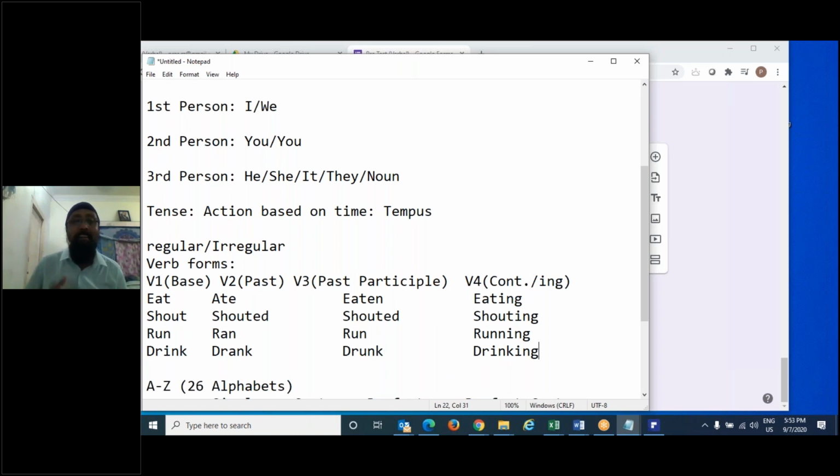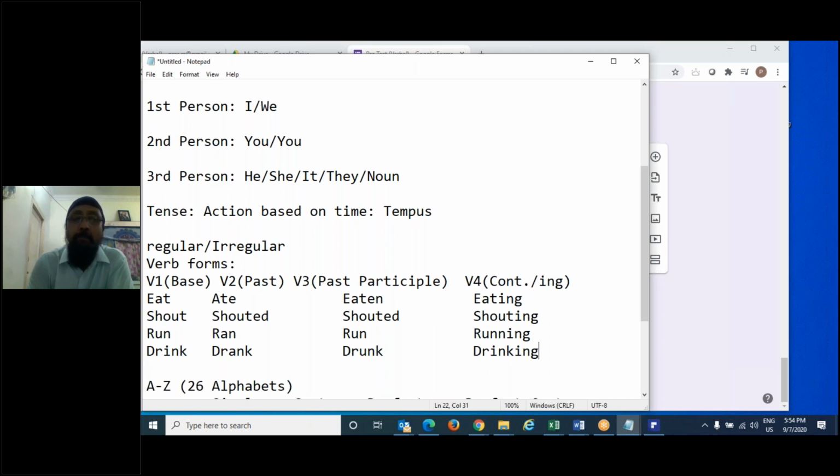Which word is maybe you can say out of the box, if we look at these four? Any idea? Eat, shout, run, drink. Which word do you see is an odd man out? Eat, when it changes to past form, it becomes ate. Shout, when it changes to past form, it becomes shouted. Run, it becomes ran. Drink, it becomes drank.